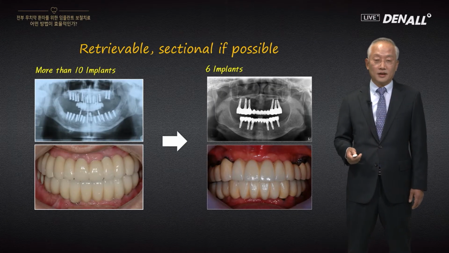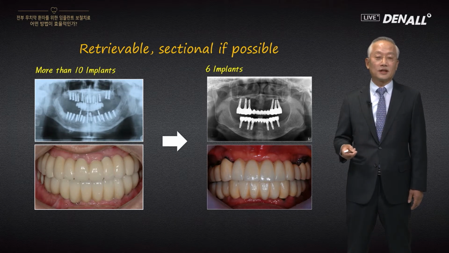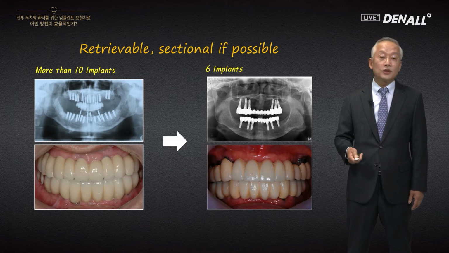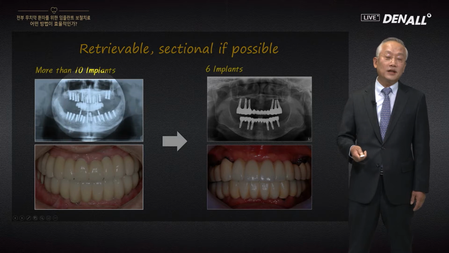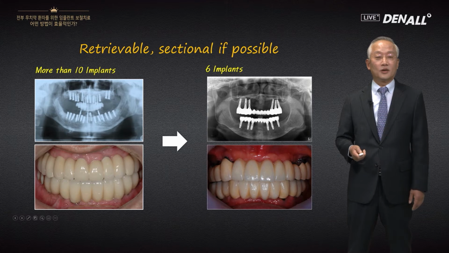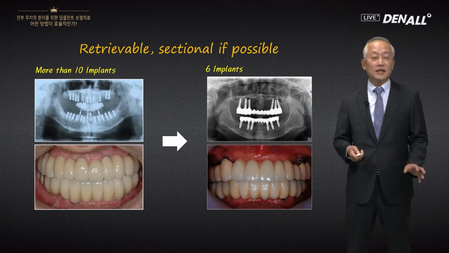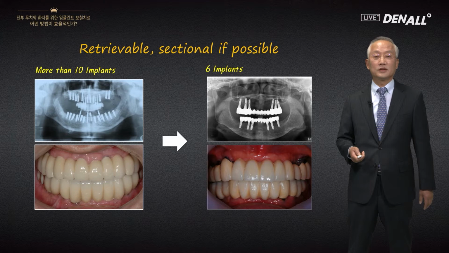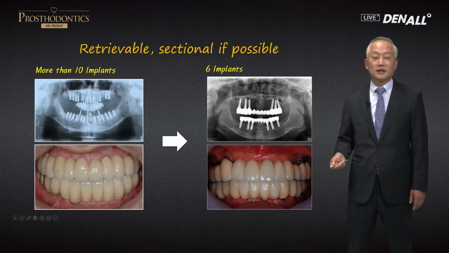The number of implants being placed have decreased significantly compared to early stages. As shown in this slide, this case was done by myself in early 2000s. At the time, it was a trend to place a lot of implants. In severe cases, some people argued that you need to place an implant per root, and over 10 implants were placed to restore fully edentulous patient. However, these days I recommend all on 6.